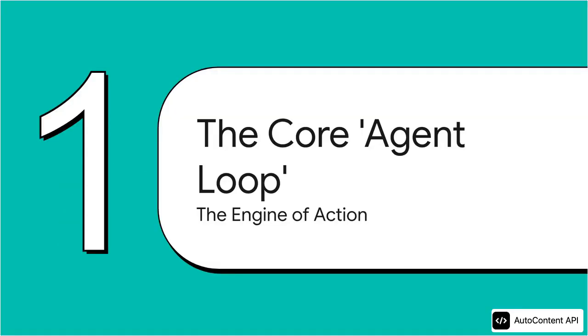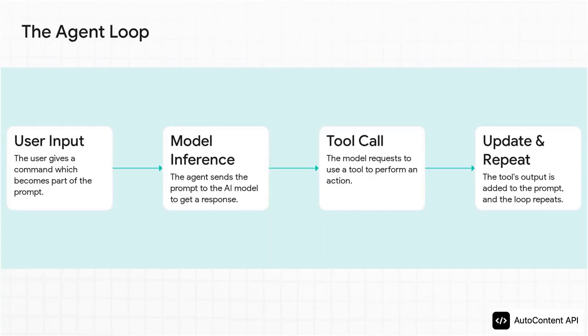All right, so at the absolute heart of every single one of these agents is this fundamental process. It's called the agent loop. And it is literally the engine that drives every single calculation, every decision, and every action the AI takes. This loop is kind of like a four-step dance that just repeats. First, you give a command. Pretty simple.